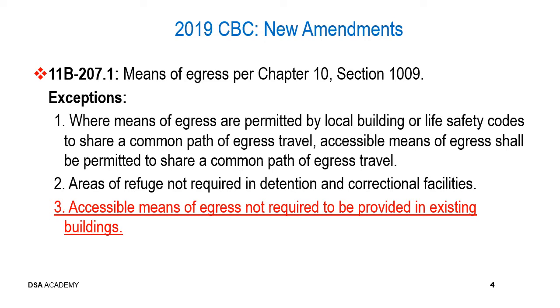The accessible means of egress are not required to be provided in existing buildings. This third exception was relocated in the IBC from 1009.1, Exception 1, to the IEBC 305.6. The IEBC is the International Existing Building Code. But DSA Access does not adopt that code, the IEBC. Therefore, the intent of that section needed to be relocated to this CBC section to ensure that the provision carries forward.